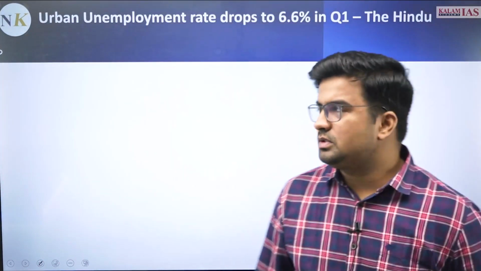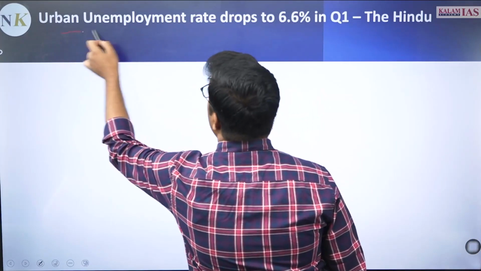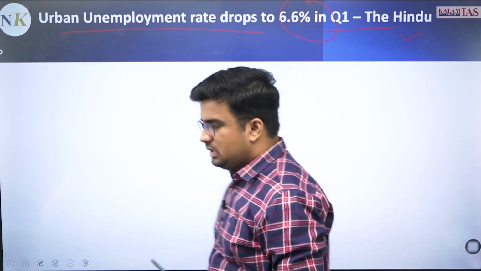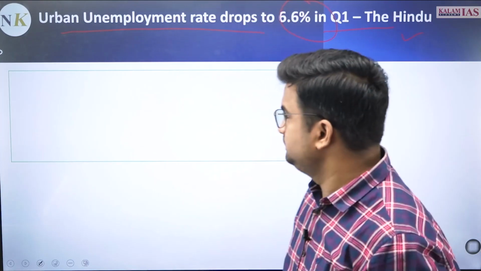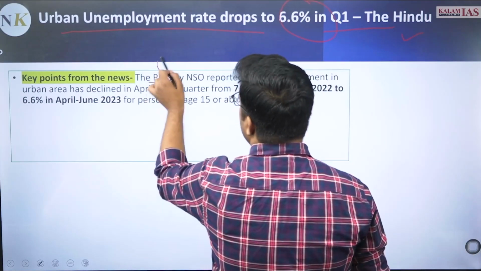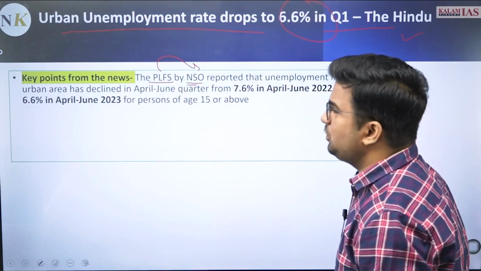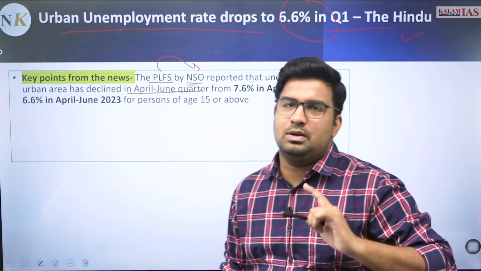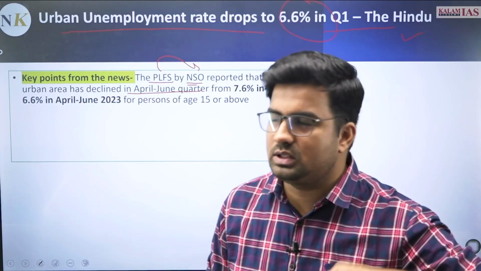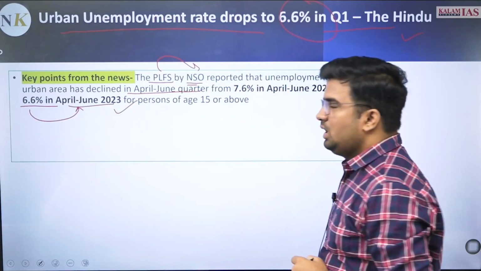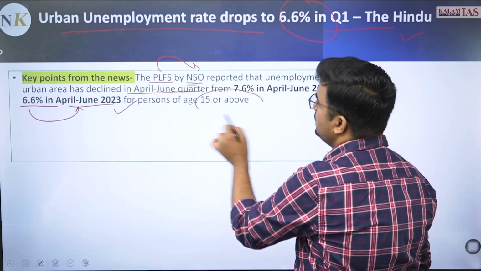Then another news which was in The Hindu, that the urban unemployment rate drops to 6.6% in Q1, that is April to June quarter of the 2023-24 financial year. With that, certain key important points that you need to understand. The PLFS, which is done by NSO, reported that unemployment in urban areas has declined from 7.6% in April to June 2022 to 6.6% in April to June 2023 for persons of age 15 or above.